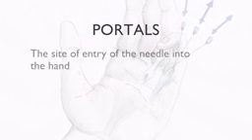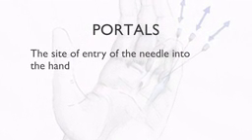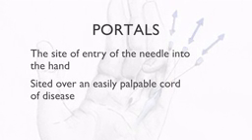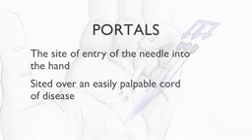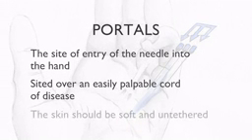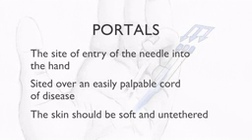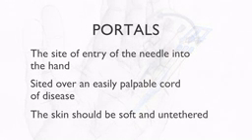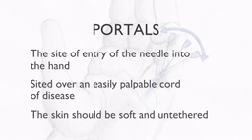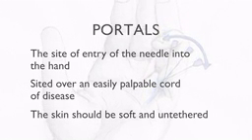The concept of a needle portal is important. A portal represents the site of entry of the needle that is used for the fasciotomy. Ideally, a portal should be sited over a cord of disease that is easily palpable and whose margins are easily defined. The skin overlying the portal should be soft and untethered so that when the cord is released, the skin can stretch to accommodate the extension produced by contracture release.